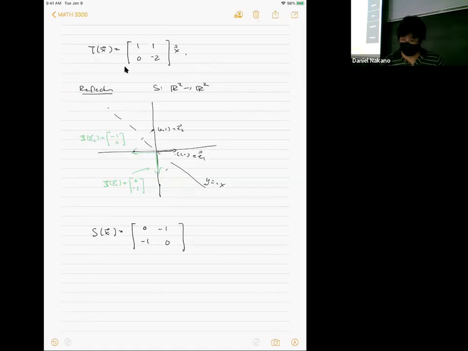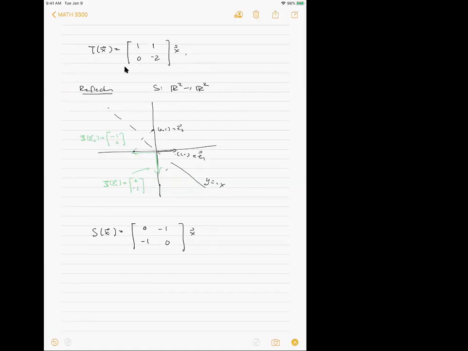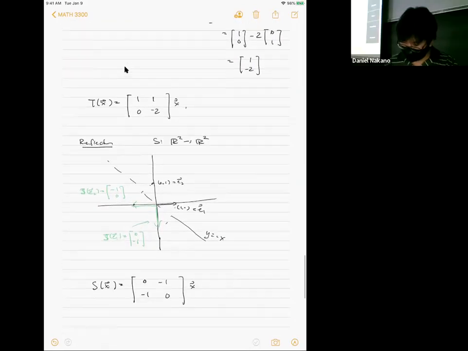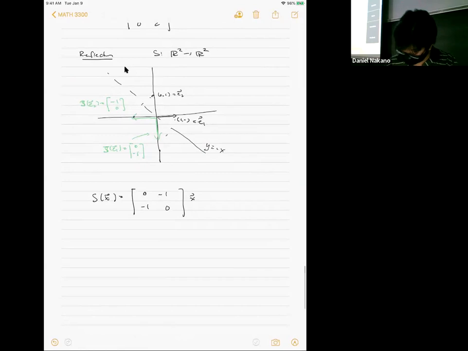Is everything okay so far? Okay. So what am I going to do first? I'm going to do the shear and then the reflection. So I'm going to take a shear, and then I want to apply a reflection after that. So that's the composition of these two functions.